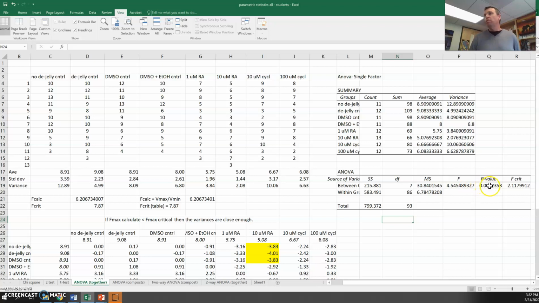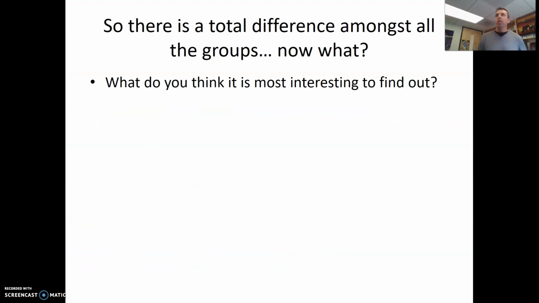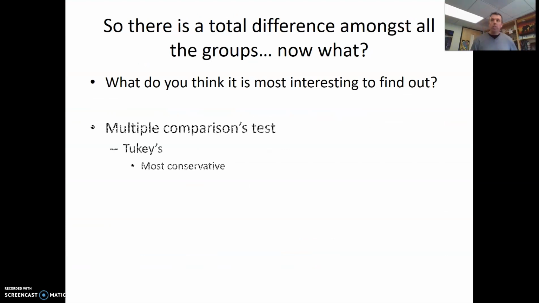And so that ANOVA value gave us a p-value well under 0.05. So we know that we have at least one group from this set of data that's statistically significantly different from the rest. Right? So now, what we really want to know is which group is different from the rest. And in order to do that, we need to do a Tukey's pairwise test. This is the most conservative way to start doing our pairwise analysis.